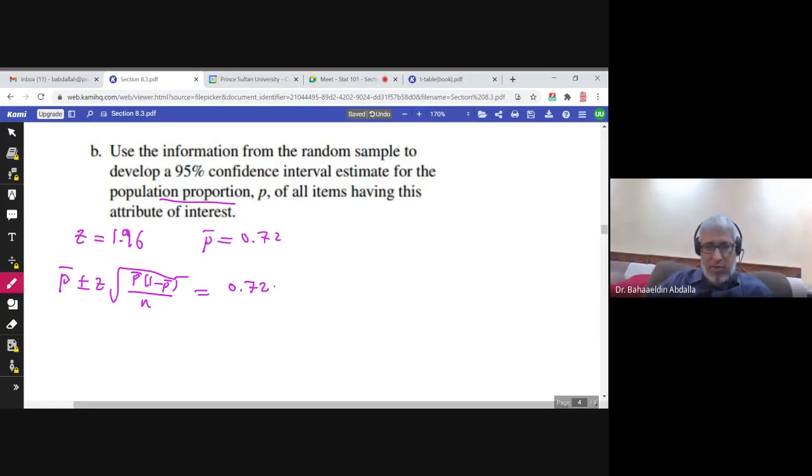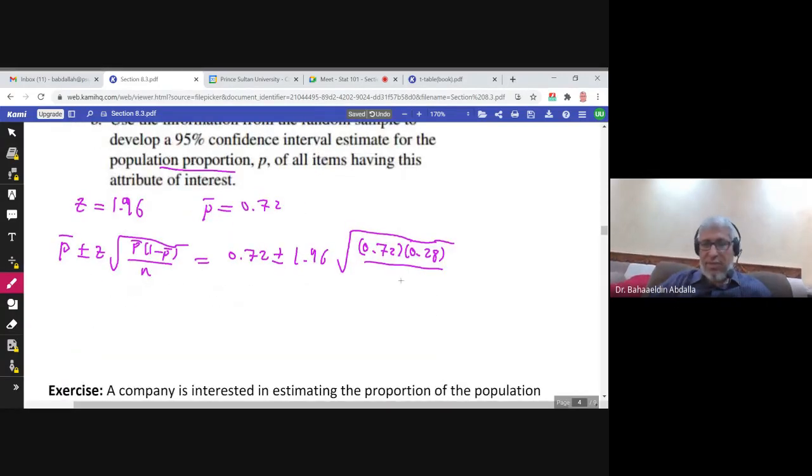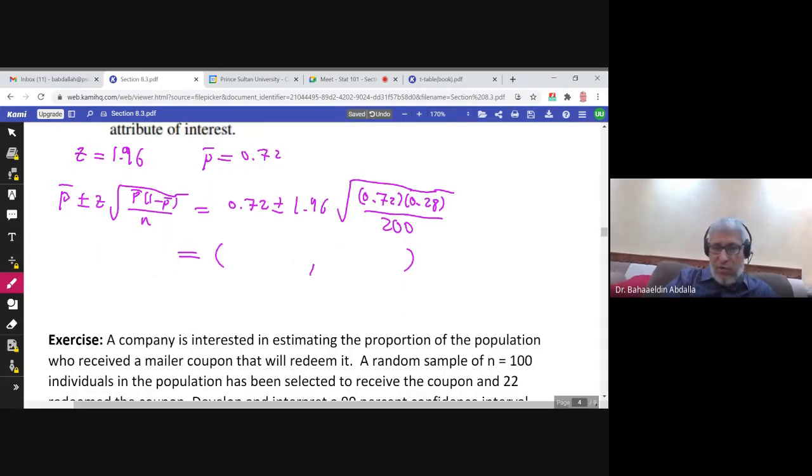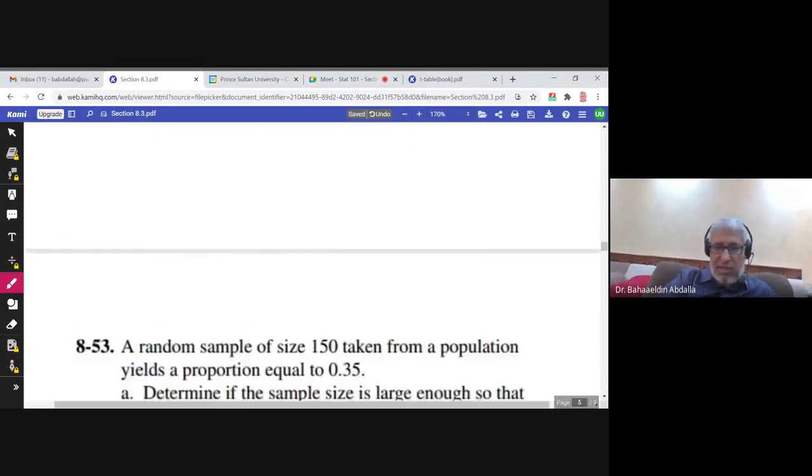0.72, plus or minus Z is 1.96 times the square root of 0.72 times 1 minus 0.72, which is 0.28, over N, which is, what is the sample size? 200. N is 200. And similar to the question we solved, you can find the margin of error and then determine the confidence interval, the 95% confidence interval for P. Please try to solve this exercise similarly.